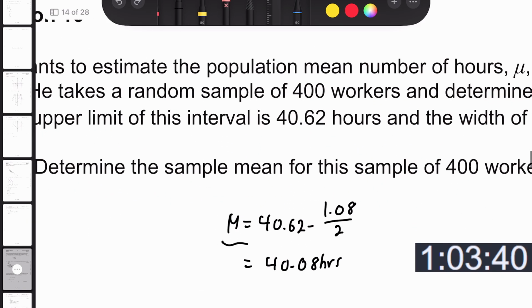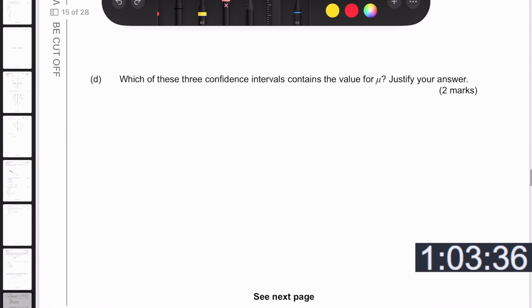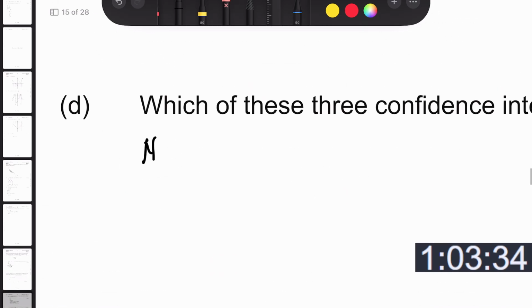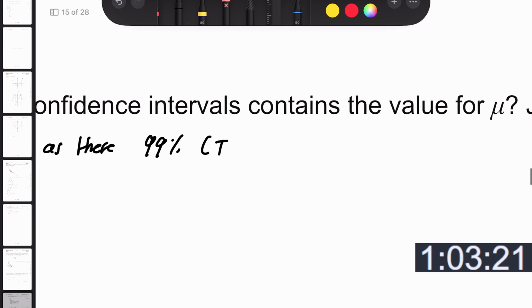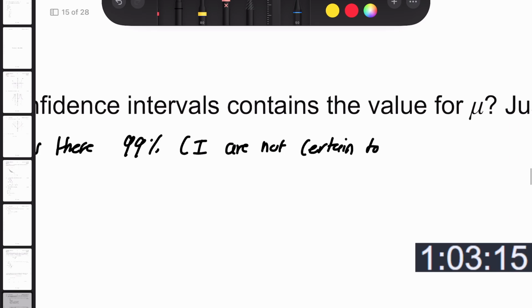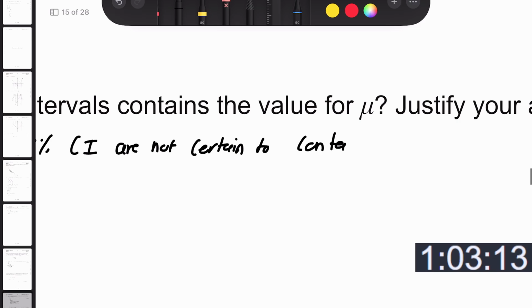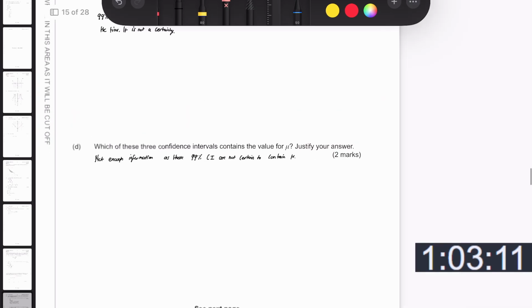Okay, so for this sample, I'm going to say not enough information. Not enough information, as these 99% confidence intervals are not certain to contain mu.